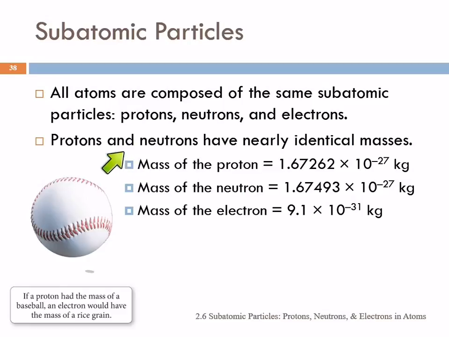Protons and neutrons have nearly identical masses. If you measure the mass in kilograms, they differ in the fourth significant digit here, 1.672, 1.674, times 10 to the minus 27 kilograms. These guys are very, very small. The electron is even smaller, 9 times 10 to the minus 31 grams. It's a little hard to compare numbers like that that are so small. So if you think about a baseball and a grain of rice, if a proton had the mass of a baseball, then an electron would have the mass of a grain of rice. So the electrons are very, very small compared to the protons and the neutrons.